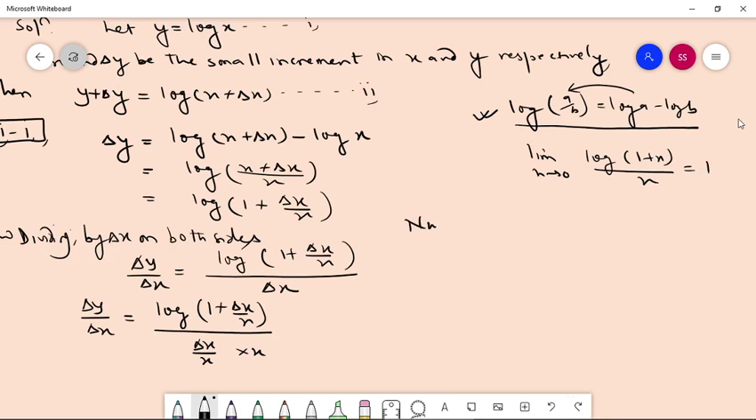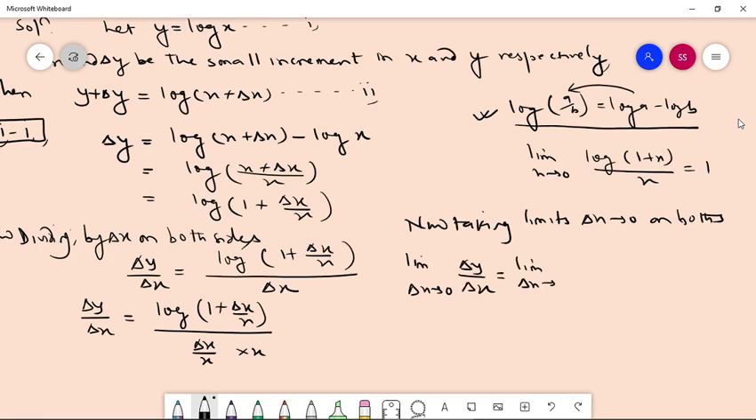Now taking limits del x tends to 0 on both sides, limit del x tends to 0 del y by del x equal limit del x tends to 0 log 1 plus del x by x over del x by x times 1 by x.